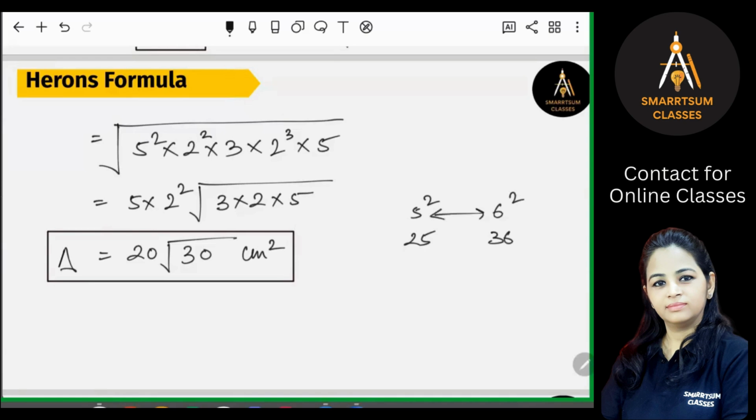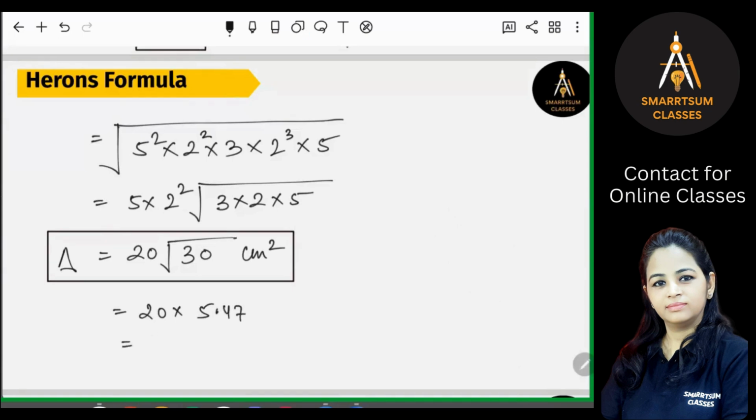Isn't it? 25 and 36, but 30 lies in between, right? Yes or no? So the square root of 30 will lie in between 5 and 6. So you can try multiplying 5.3 into 5.3, or maybe 5.4 into 5.4, and you will get some approximate value. However, here the square root of 30 is 5.4 something, the approximate value. So you can write 20 into 5.47 something, right?